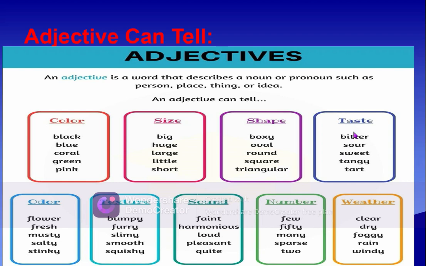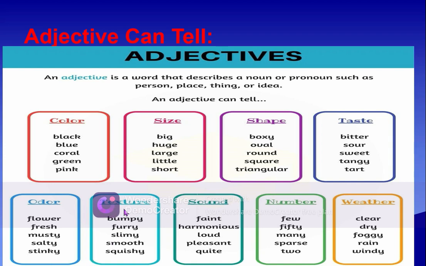An adjective discusses the taste of the noun: bitter, sour, sweet, tangy, tart. These are also the examples of adjective used with a noun. Adjectives show us the odor of noun: floral, fresh, musty, salty, stinky.